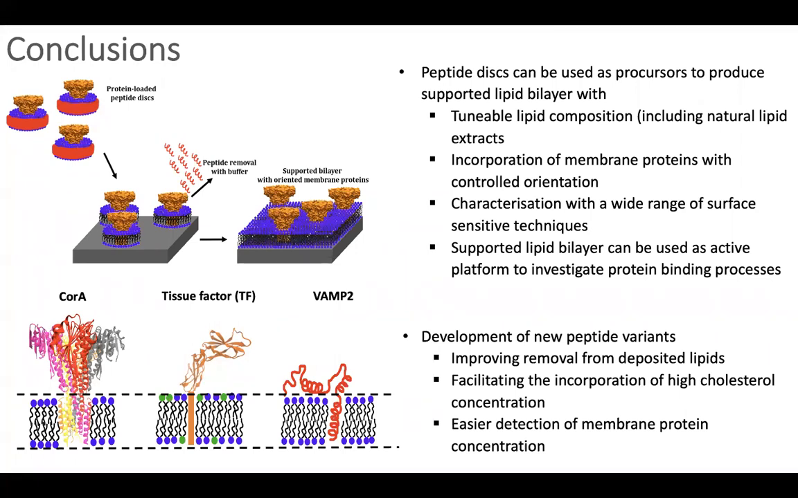This supported bilayer can be used to characterize the structure of your lipid membrane or of your membrane protein, but they can also be used as a platform to, for example, investigate binding processes that involve the extramembrane domain of this membrane protein. Looking forward, we are quite interested in continuing to develop this method and in trying to develop new peptide variants that could be used to, for example, improve the formation of the bilayer and removal of the lipids, but also make it easier to detect the protein concentration.